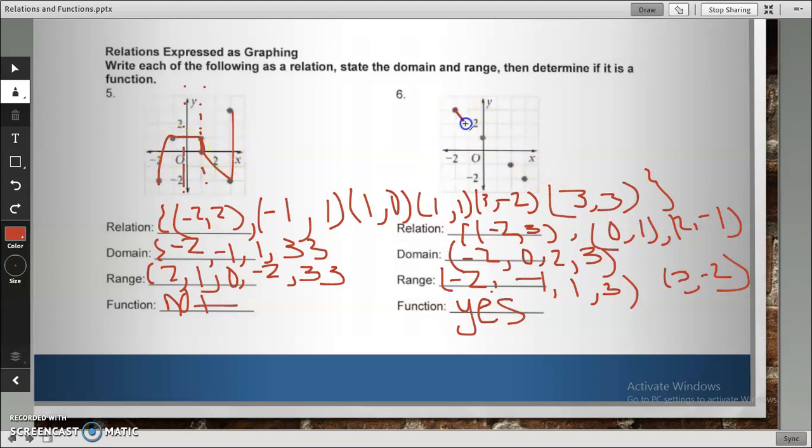So for this one, if I connect it, I know that anywhere I draw it, it's not going to touch. So that means that this is a function. So this one is not a function and this one is a function.